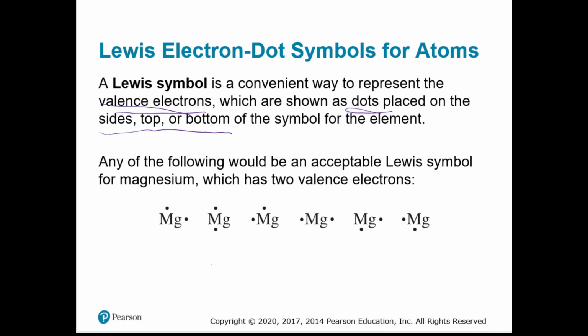You pretend that there's a box around the element symbol. So for example, if we had magnesium, you do 1 dot per side before you double up. So if you want to do a top and a bottom, that's fine. Or like they showed us up here, they did a top and a bottom, a top and a side, a top and a left, the left and a right side, a bottom and a right, a left and a bottom. Doesn't matter, as long as you don't put them on the same side.